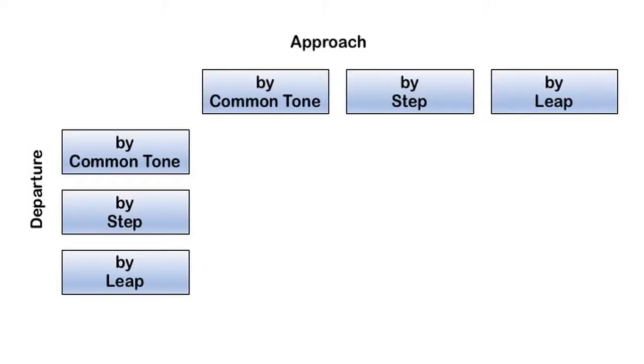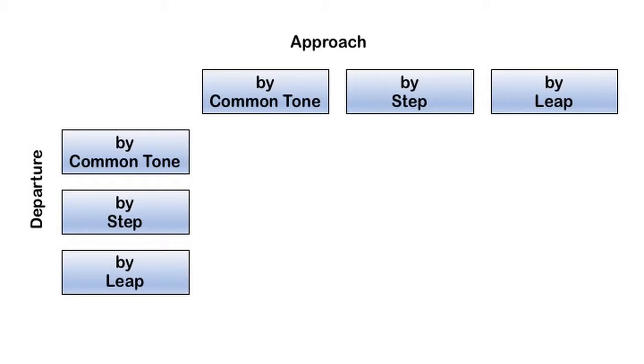We have 3 types of motion available to us. We have common tones, that is the same pitch either before or after the non-chord tone. We have steps. We can either step into or step out of a non-chord tone, or do both. And we have leaps. We can either leap into a non-chord tone or leap away from a non-chord tone.